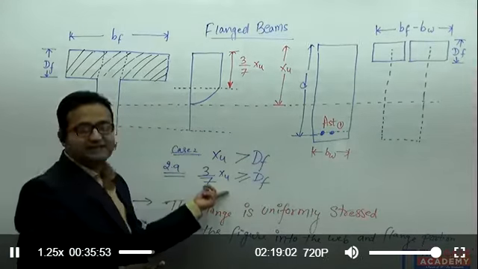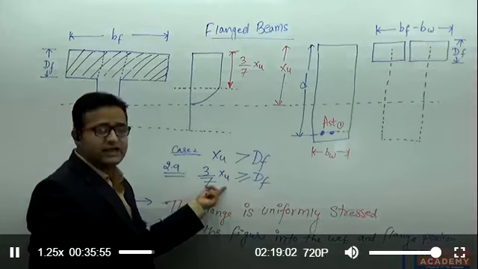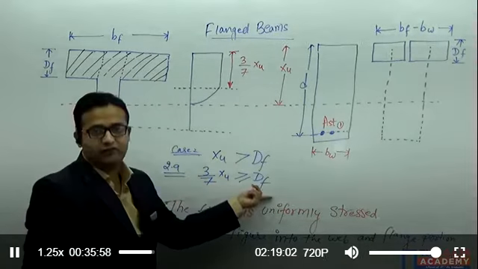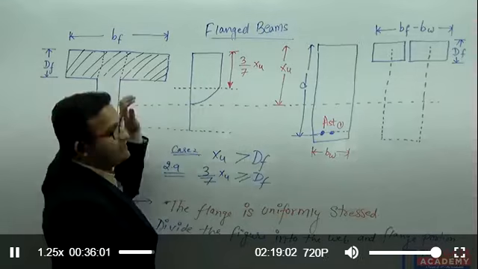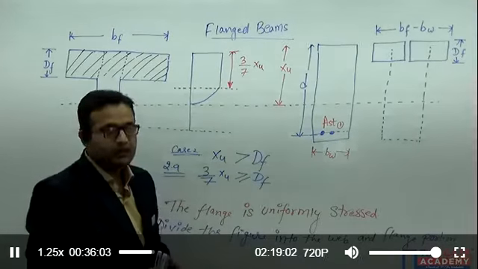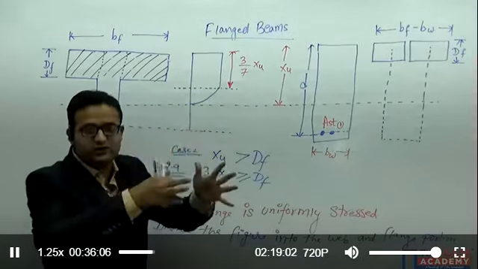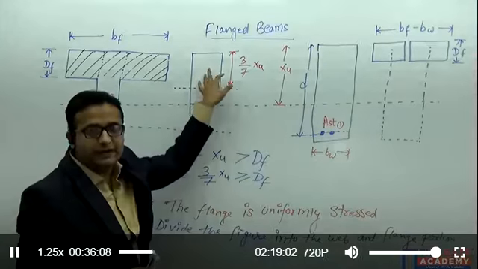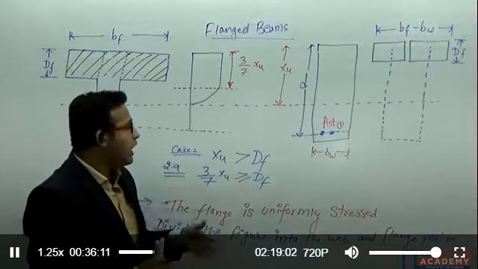If you are getting this type of condition, 3/7 of XU is also greater than the depth of the flange, that means your flange is uniformly stressed. This rectangular portion is applying the uniform stresses. This is the stress block. That means your flange is uniformly stressed. So how to analyze this?